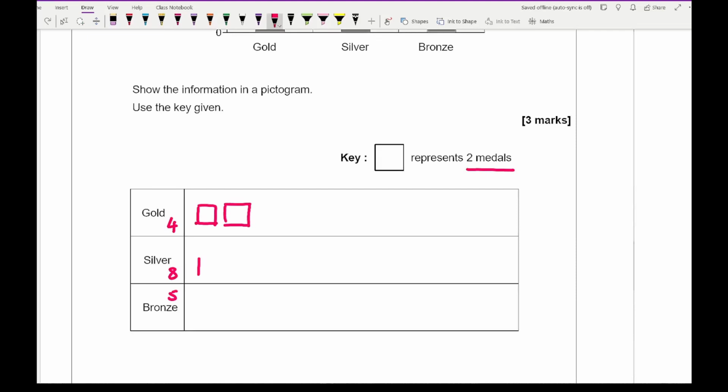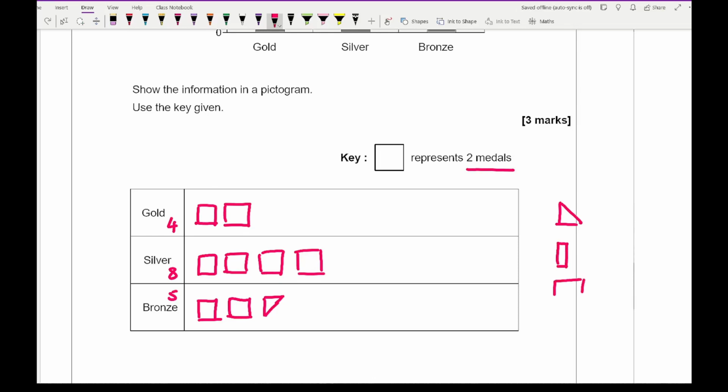For silver, that's going to be 4 boxes, or something that resembles boxes. And for bronze, that's going to be 5, so that's going to be 2 and a half. And again, for the half box, you can either split it diagonally, you could also split it horizontally, you could also split it vertically as well.